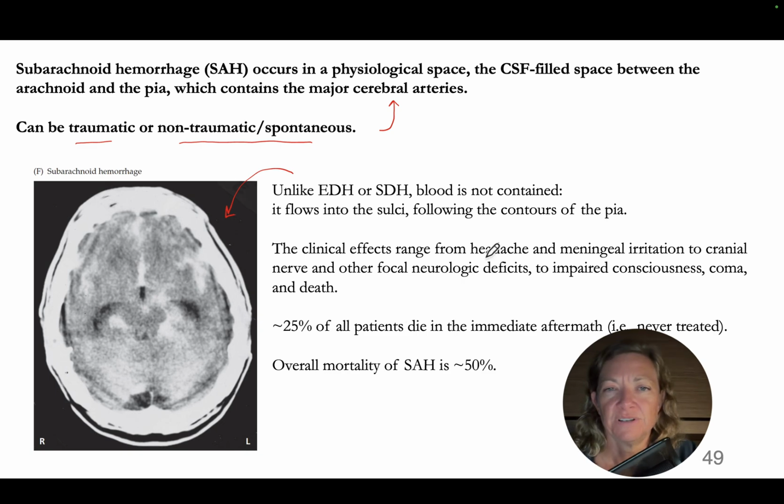The normal clinical presentation is headache, often described as a thunderclap headache or worst headache I've ever had in my life. And then you can also have a whole range of neurological deficits that depend on the extent and location of the bleeding. Because it's arterial bleeding that's not in a contained space, there are huge rates of mortality of subarachnoid hemorrhage. So about 25% of all patients die in the immediate aftermath. They never get treated. And the overall mortality of a subarachnoid hemorrhage is in the range of about 50%.